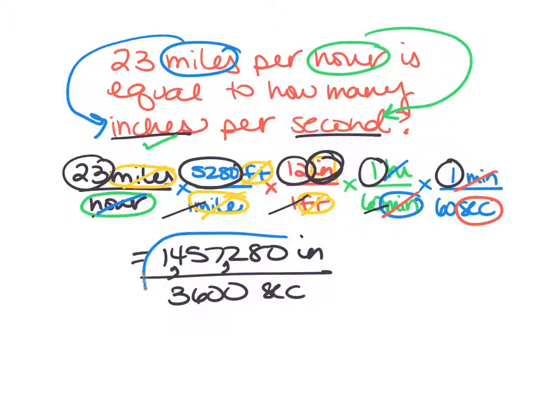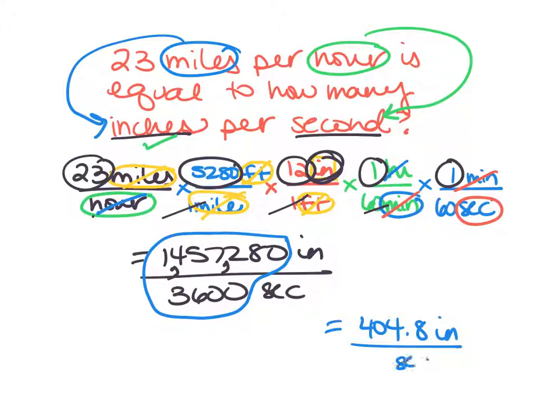All right, so then I'm going to take these numbers and I'm going to divide them. That's that third step of simplifying. So I'm going to divide that by 3,600, and I get 404.8 inches per second. Okay?